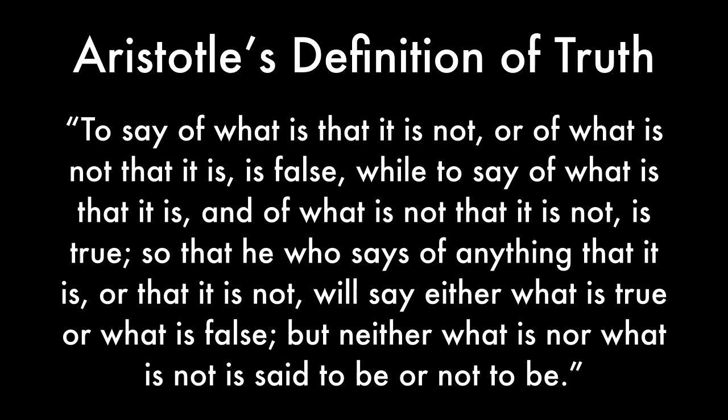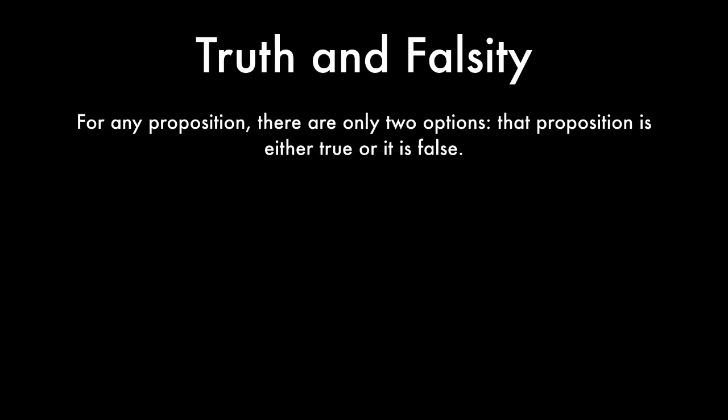So there are a few different things going on in this definition, and I'll unpack these for you. This isn't the clearest way that Aristotle could have said this. So the first thing that we need to unpack is what Aristotle thinks the relationship is between truth and falsity. Truth, as you know, is a property that propositions have. Falsehood is a property that propositions have as well, and these properties of propositions are related to one another. So, according to Aristotle's definition, for any proposition, there are only two options. Either that proposition is true or that proposition is false. Those are the only two things that a proposition can be with respect to truth and falsity.